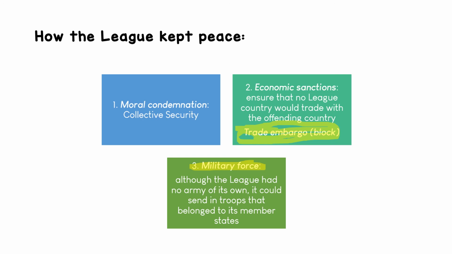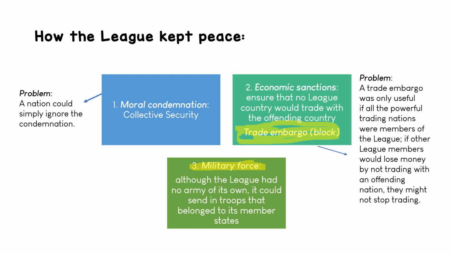Now, there were problems with each one of these things. First of all, when it came to moral condemnation, the aggressor could simply choose to ignore the condemnation and carry on with its aggression. When it came to economic sanctions, there was the problem that the trade embargo would only be useful if all powerful trading nations were members of the League. And as we know, the United States was not a member of the League of Nations. This already created a problem regarding enforcing a trade embargo.